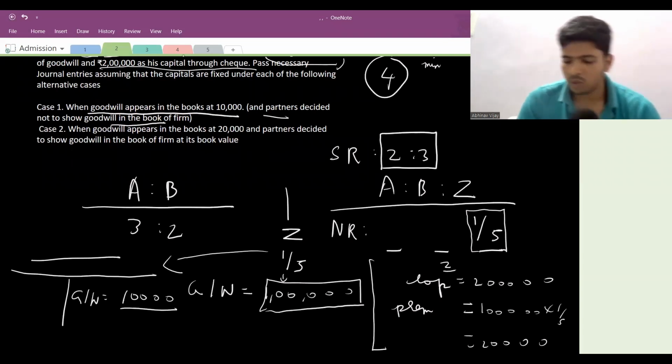Second part of the question in case 1 itself shows that we need to pass entries for goodwill. Though that's not mentioned in the question, that's what the question expects you to do. So before we pass entries for goodwill, we need to write the capital entry. That is bank account debited to Z's capital account and to premium for goodwill account. So how much is Z's capital account? It's 2 lakhs. And how much is the goodwill? It's 20,000.